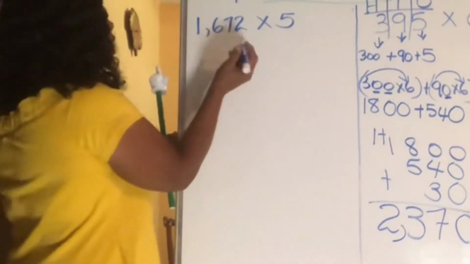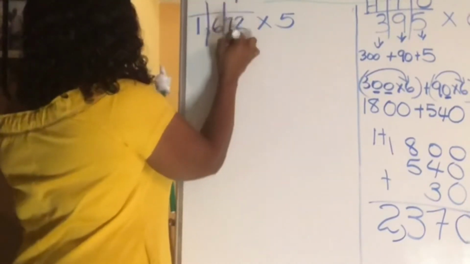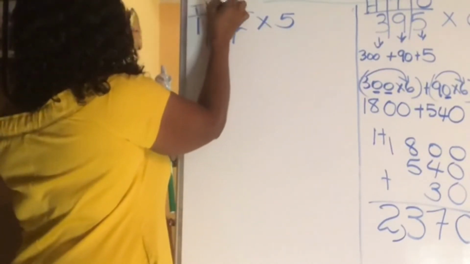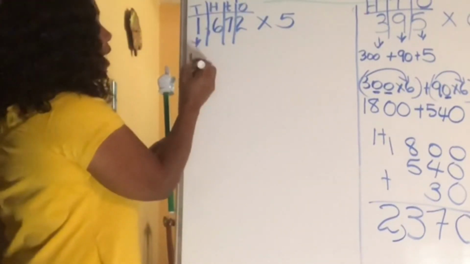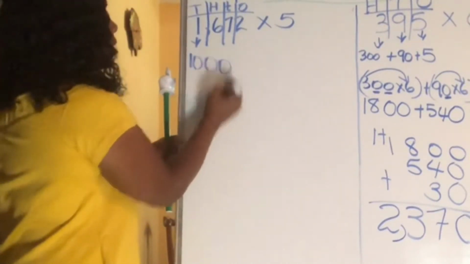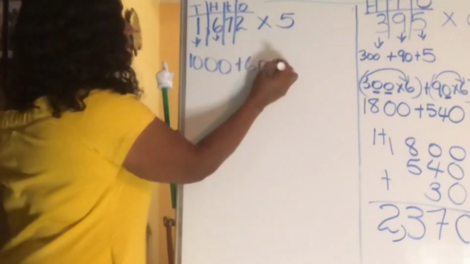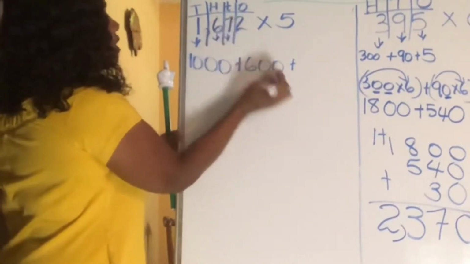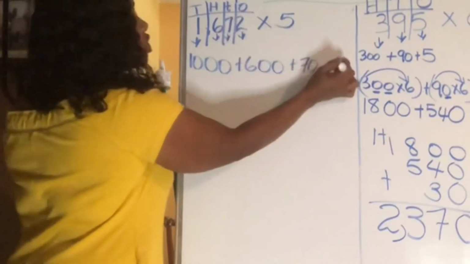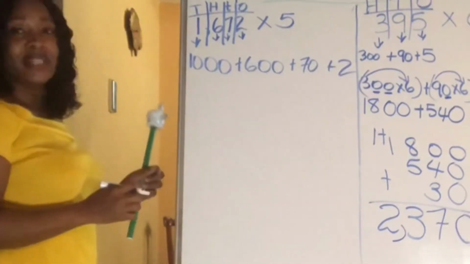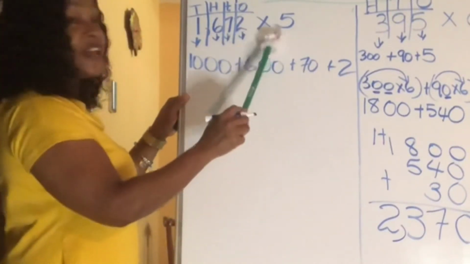Let's go. So this, I can draw my place value chart. This is thousand, hundred, tens, and ones. So this is 1,000. I'm writing that. This is 600. I'm writing that. This is 7 tens, which is 70. And this is 2 ones, which is 2. Now I'm ready to multiply. So everything here will be multiplied by 5.